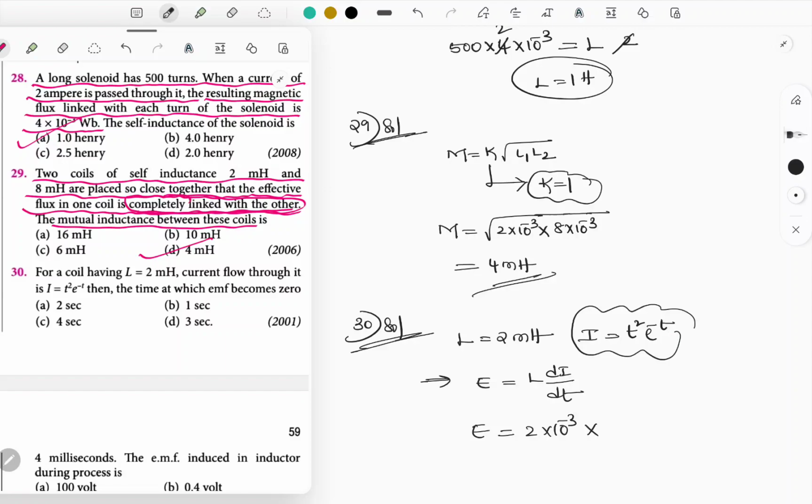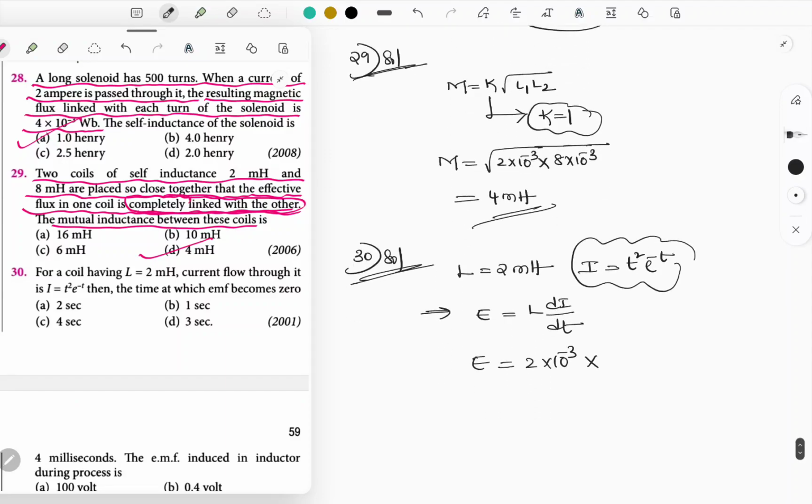Current is differentiated with respect to time. Apply the U into V formula: the derivative of UV is U V dash plus V U dash. Let me treat t² as U and e^-t as V. So U V dash, that is t² into V dash, is minus e^-t, plus V U dash, e^-t into 2t. So this is the differentiation of I with respect to t, using the U into V formula.